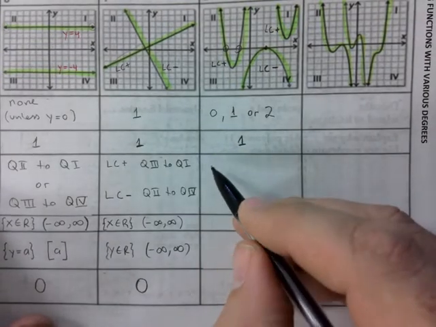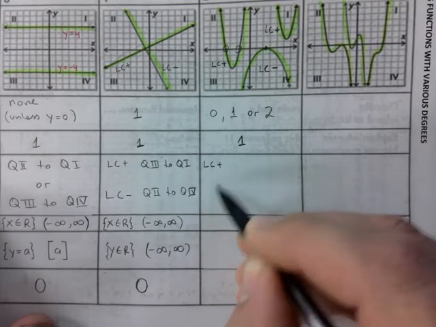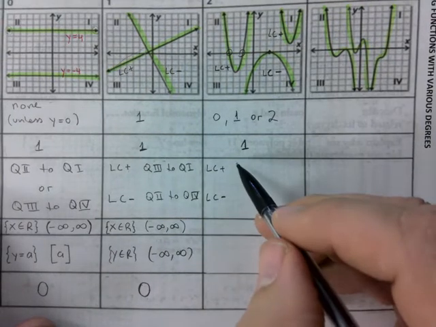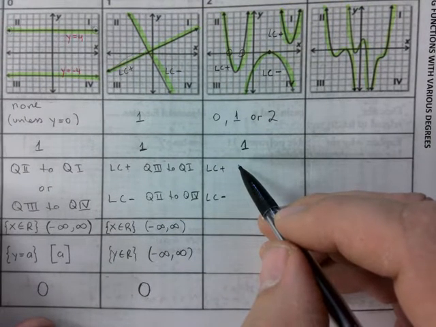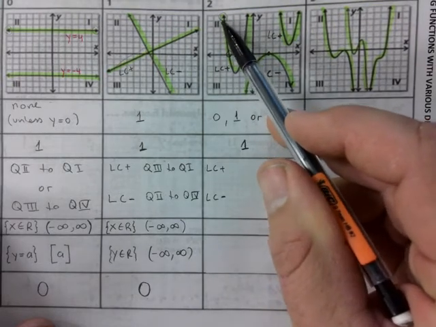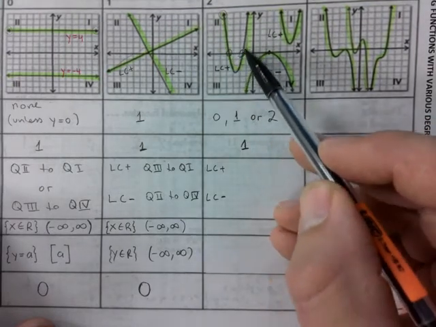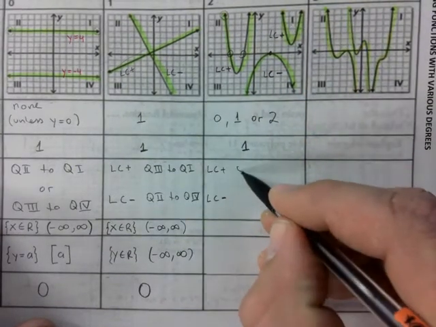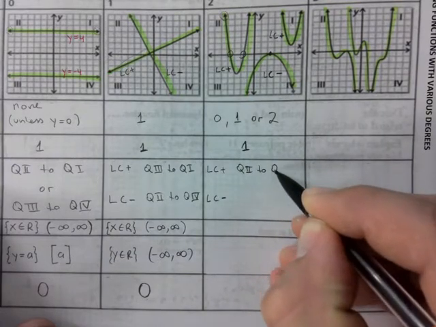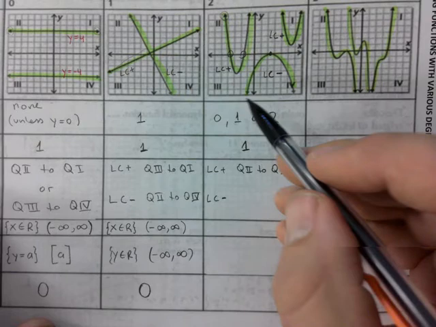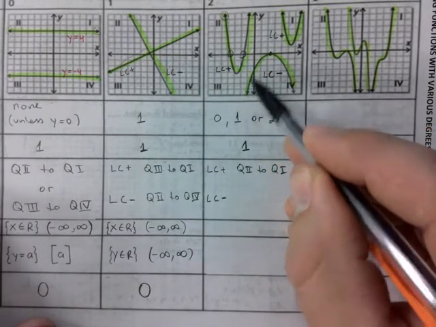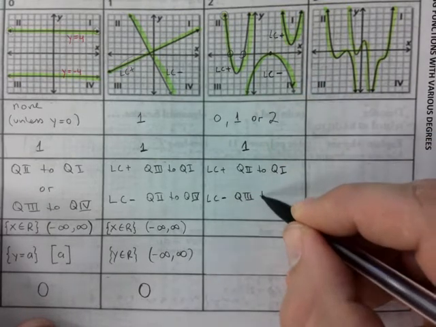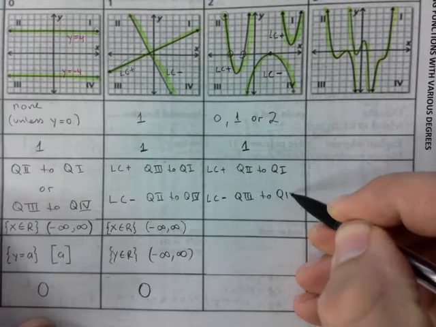End behavior. Well, let's consider LC positive, LC negative. If it's positive, what do you think it's going to be? The ends. This one would go from 2, right? It crosses like this. Where would it end up eventually? It would end up in quadrant 1. So quadrant 2 to quadrant 1. And if the leading coefficient is negative, it will end up in the 3rd quadrant at one point, and it goes to quadrant 4.